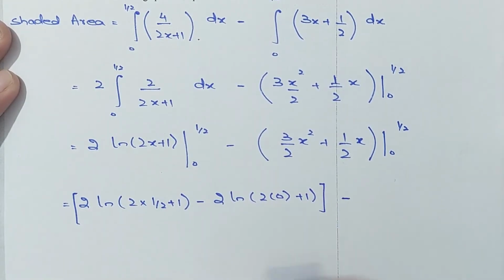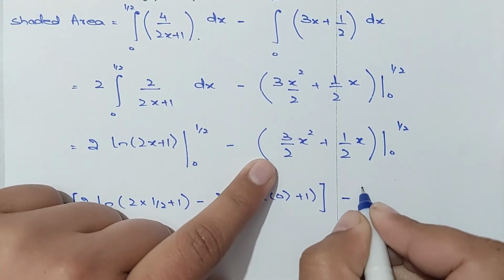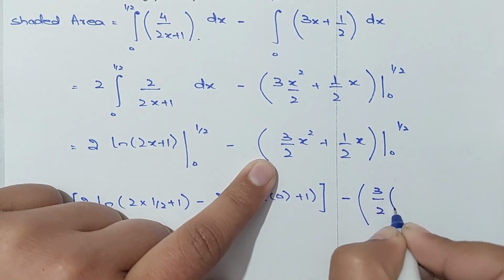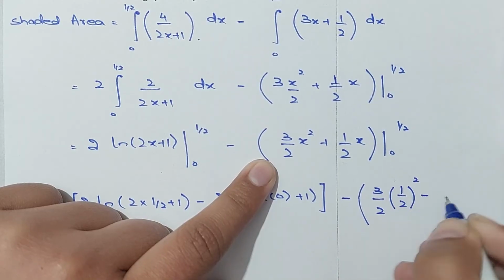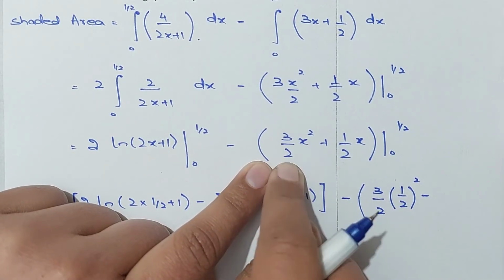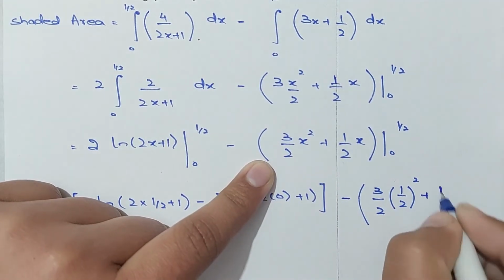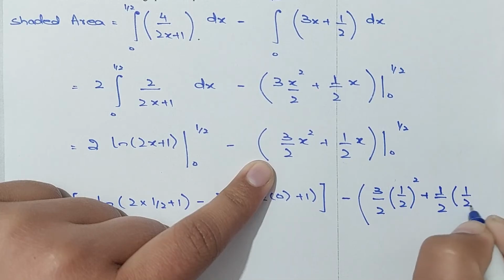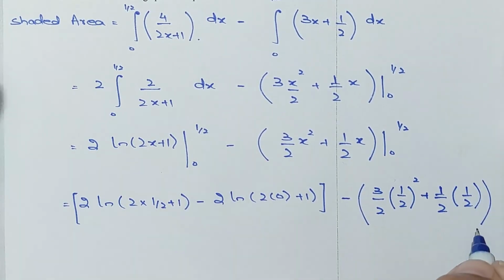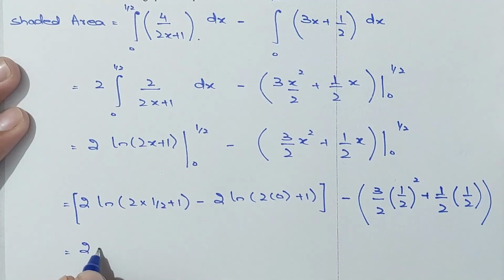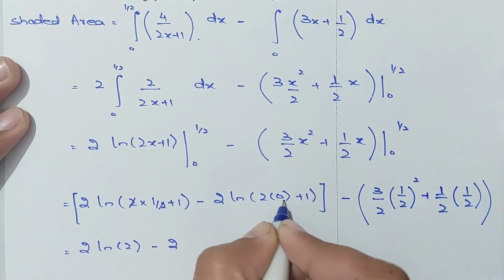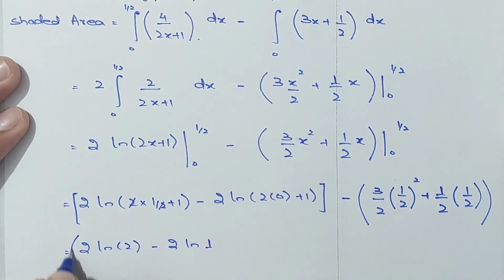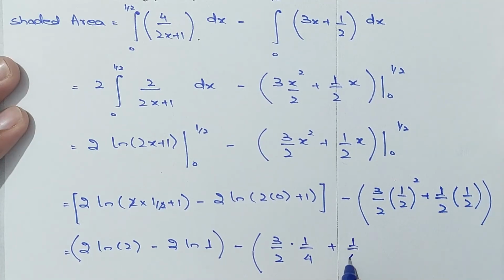This is the first function minus the second function. The upper limit is 3/2 times 1/2 squared, minus the lower limit, which is just 0, because 3/2 times 0 is 0, plus 1/2 x, with the upper limit 1/2 and the lower limit again 0. 2 ln 2 minus 2 ln 1 minus 3/2 into 1/4 plus 1/4.